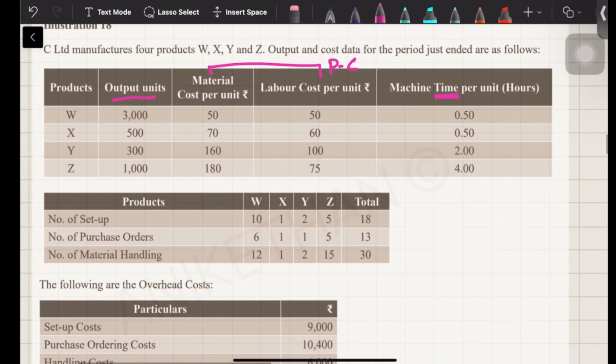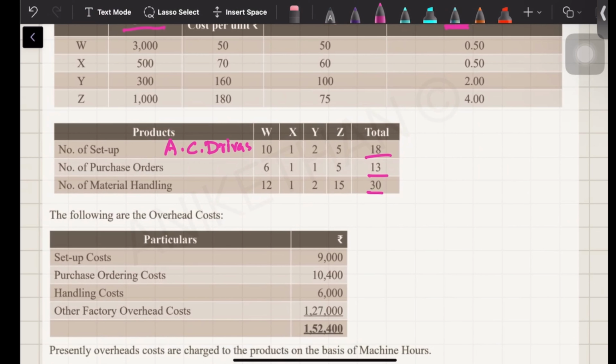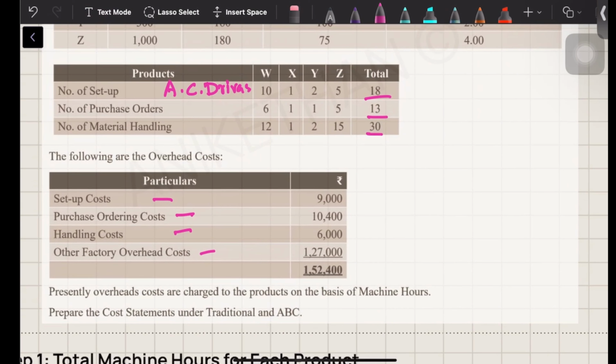Then in the second table you have number of setups, number of purchase orders, number of material handling. What are these? These are activity cost drivers. The total is also given, so you don't have to calculate that. The following are the overhead costs. They are divided into different activity cost pools, like setup cost, purchase ordering cost, handling cost, other factory overhead cost. And presently overhead costs are charged to the products on the basis of machine hour. Prepare the cost statement under traditional and ABC.